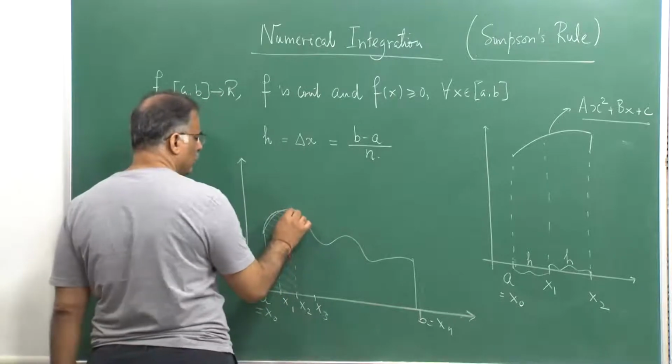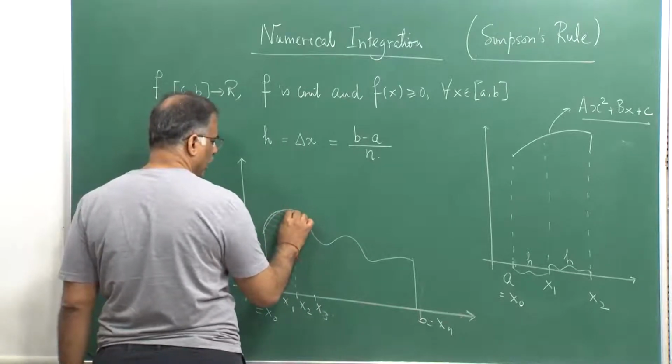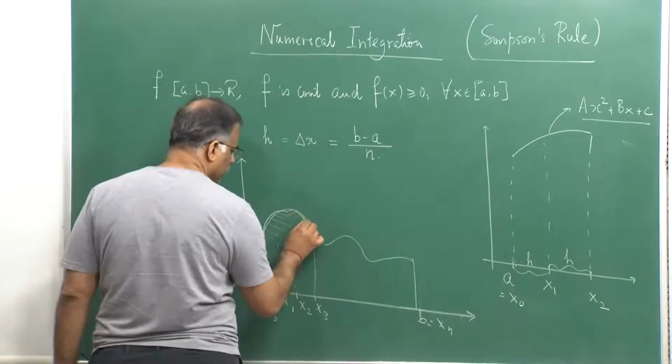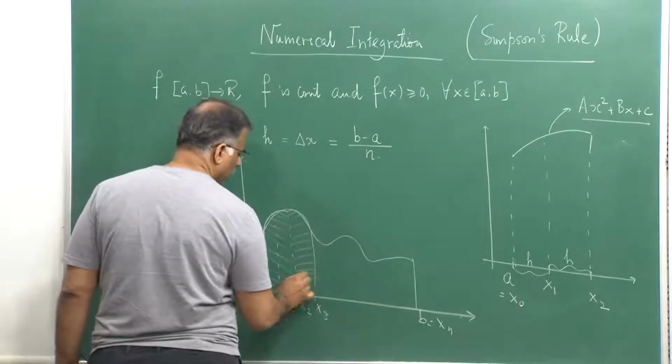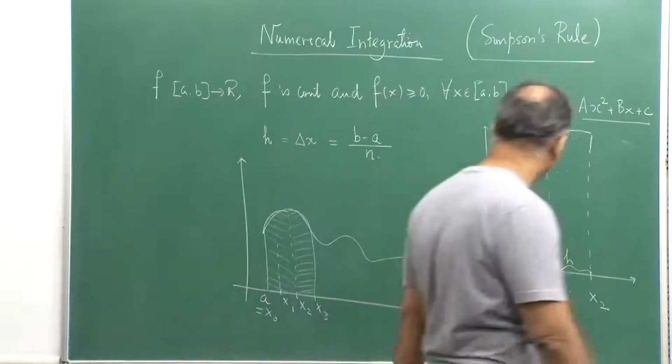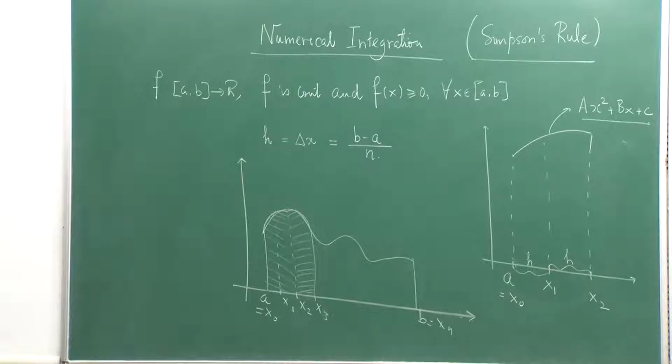Then you go to the next part, fit that curve again, and again compute this area. You might think it is a slightly complicated way, but it has lesser error. That is what one would find.